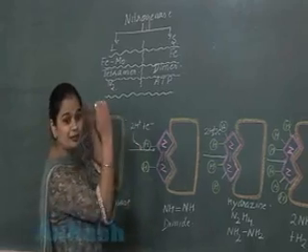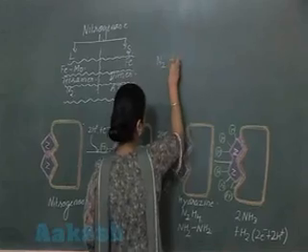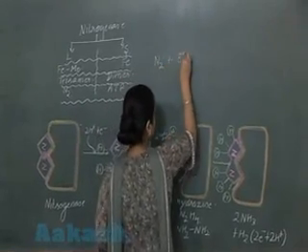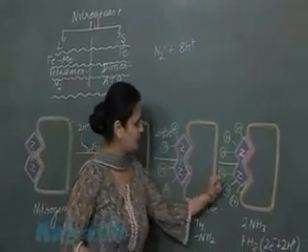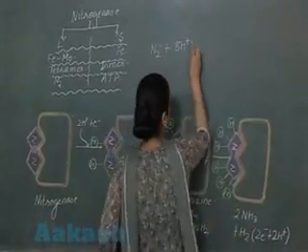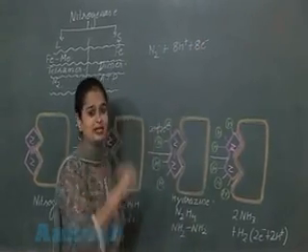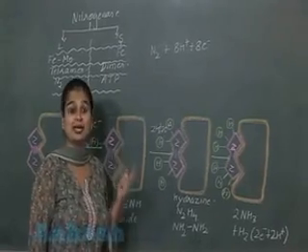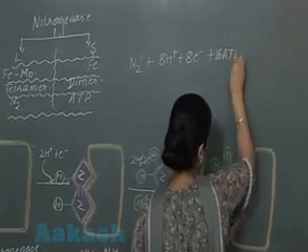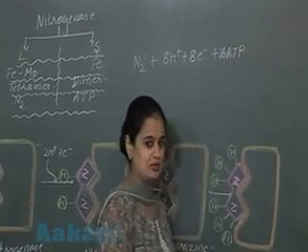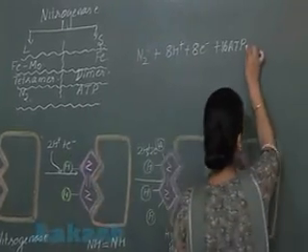So let's write the complete equation for the nitrogen fixation. For the fixation of 1 nitrogen, there is requirement of 8 hydrogen ions. 2 plus 2 plus 2 and 2 here, and along with that 8 electrons, and for the transfer of 1 electron there is requirement of 2 ATPs. 2 ATPs are required, so you can say there is requirement of 16 ATPs. 1 electron के लिए 2 ATP, तो 8 electrons के लिए 16 ATPs they are required.